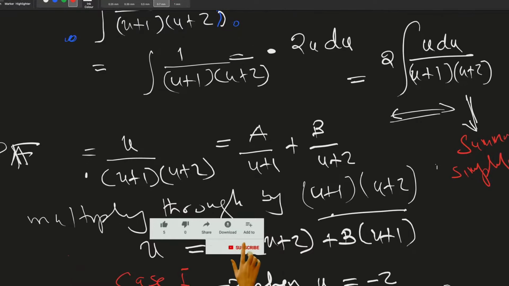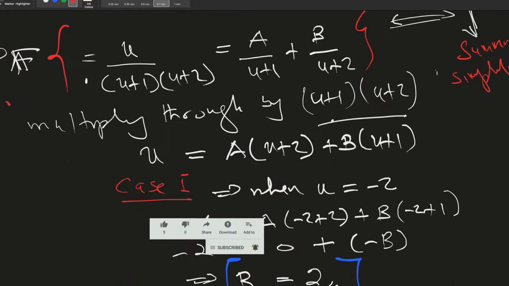Well, we took u over u plus 1 to construct a partial fraction. So our expression, as you can see, is equal to a over u plus 1 plus b over u plus 2, equal to the summary of the simplification. Then after that, we multiplied through by the product of u plus 1 and u plus 2. Then we got to this equation, which is u equals a out u plus 2 plus b u plus 1.